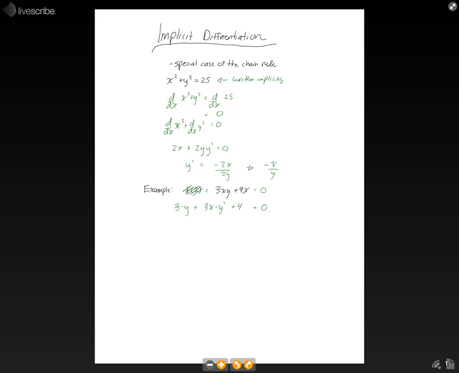Then we're going to simplify. We'll have 3y plus 3x y prime plus 4 equals 0. And then when we solve for y prime to finish it off, we'll have y prime equals minus 4 minus 3y all over 3x. That is the solution to our problem.